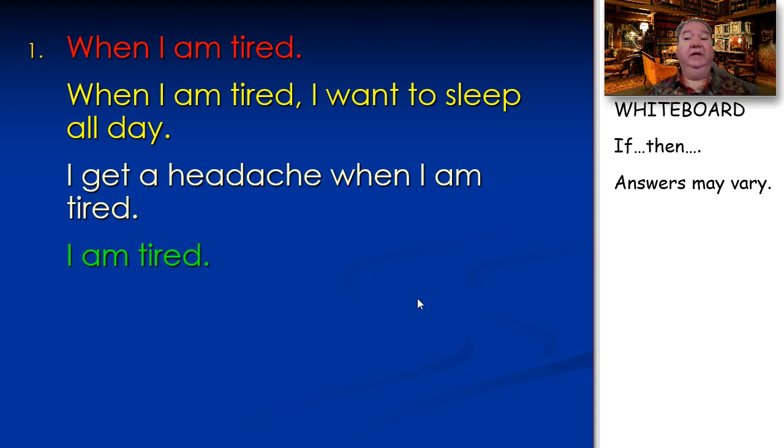Or we can simply change it to a complete thought. I am tired. That's the simplest way to fix it. Maybe not the most complete answer, but it is grammatically correct. I am tired.